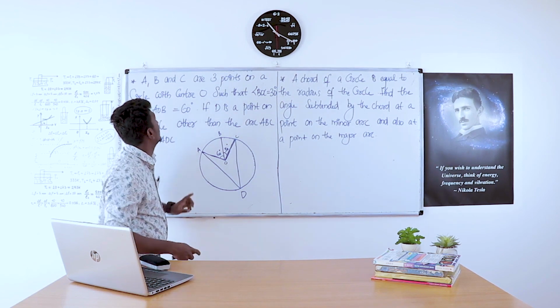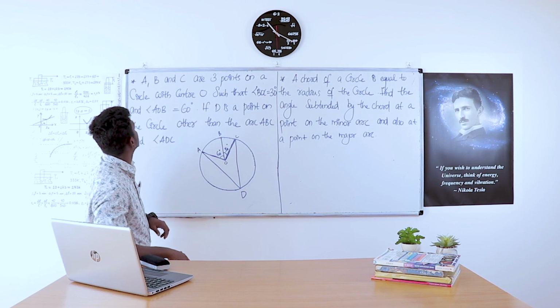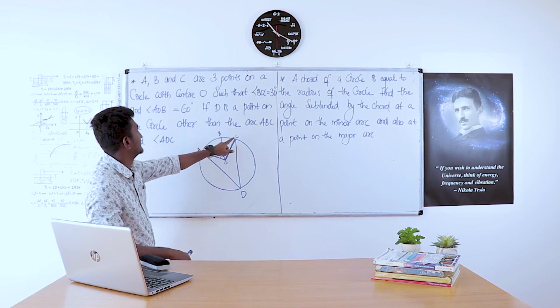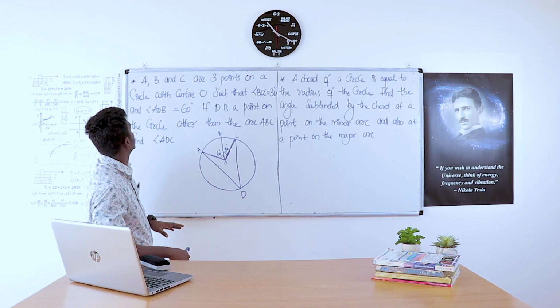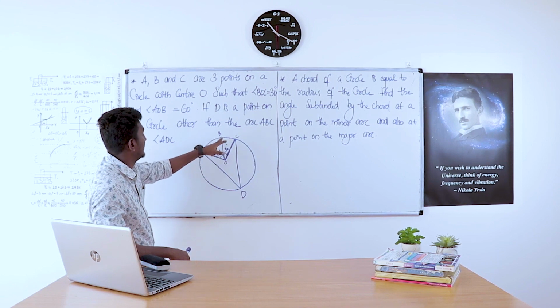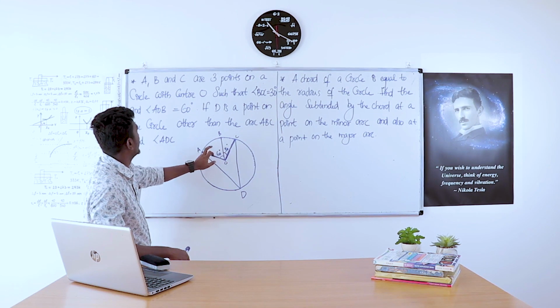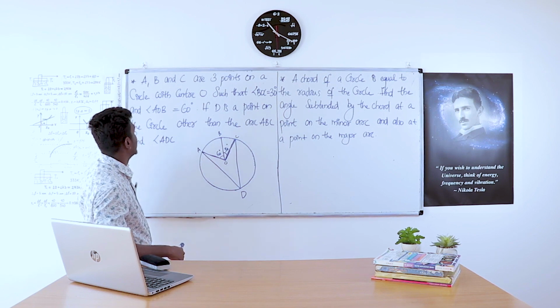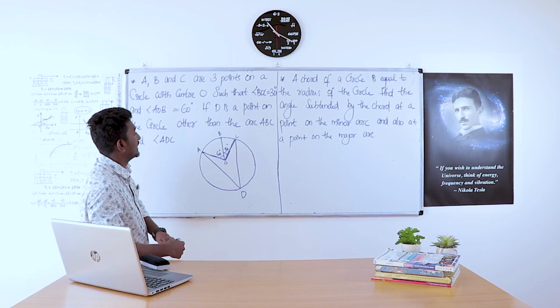A, B, C are 3 points on a circle with center O. Look at this figure. A, B, C are 3 points on a circle with center O, such that angle BOC is equal to 30 degree and angle AOB is equal to 60 degree. If D is a point on the circle other than the arc ABC, find angle ADC. How to find angle ADC?